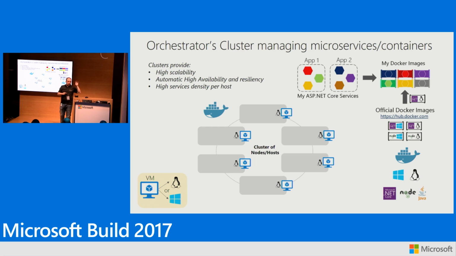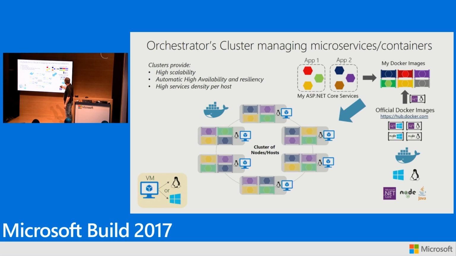It's not in the picture. Docker registry, so like Docker Hub or Azure Container Registry. And from there, you deploy that into the cluster, right? And you could have many instances of those images and scale out the way you want, right? So you have high scalability, a lot of density per host, because you're going to be able to have many containers in there, right?